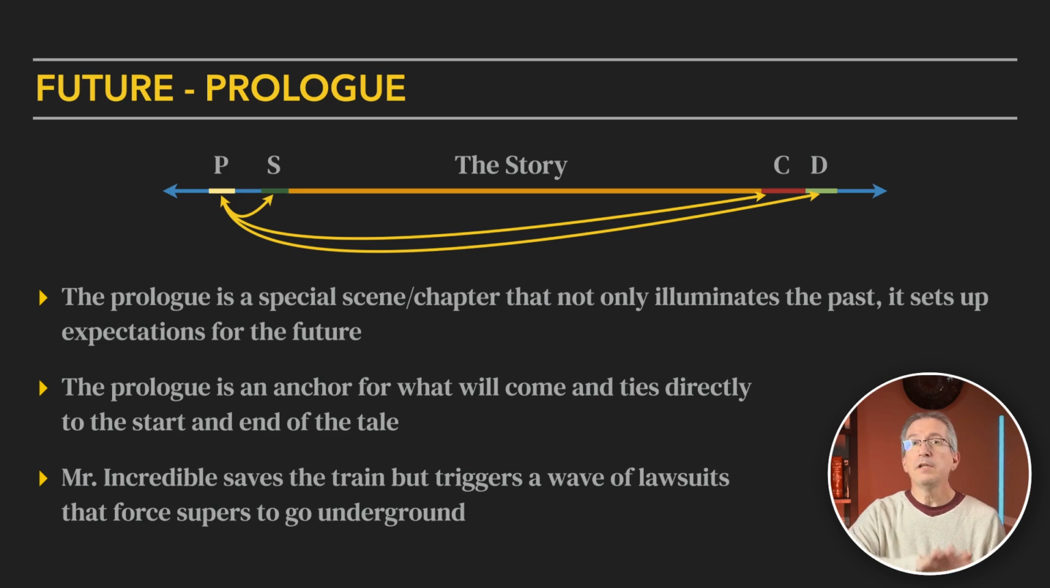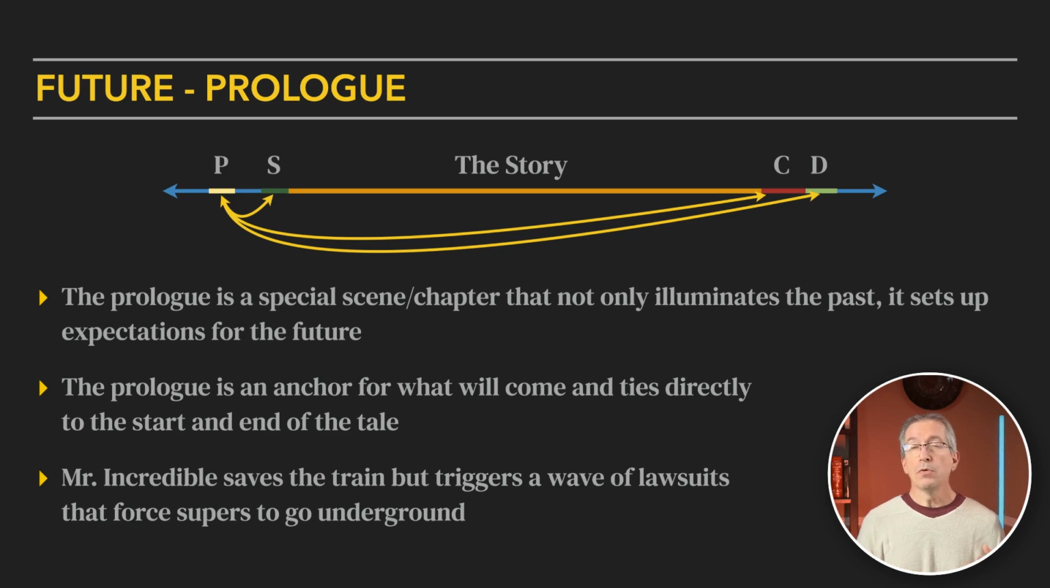And then there's a 15-year gap from the end of that prologue and after all these lawsuits to the beginning of the story, the start. And so the prologue sets up this situation where the supers have to go underground. It also gives us some insight into who Buddy is because he later becomes the main antagonist. He becomes Syndrome, the Gadgeteer.